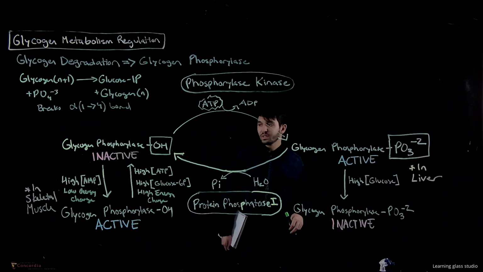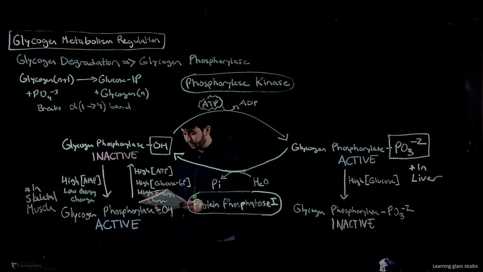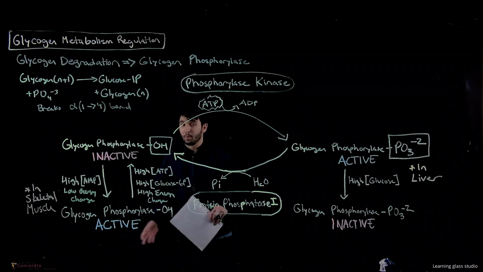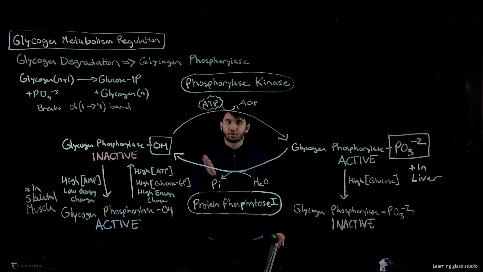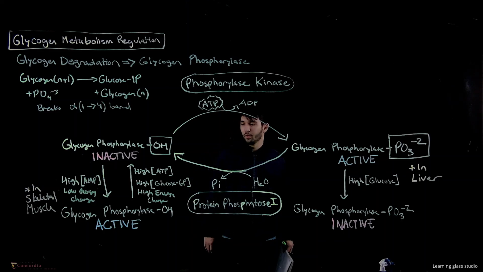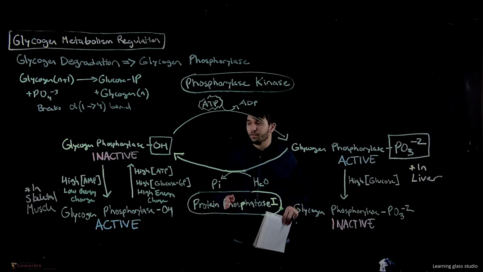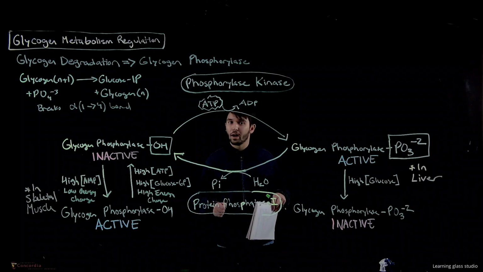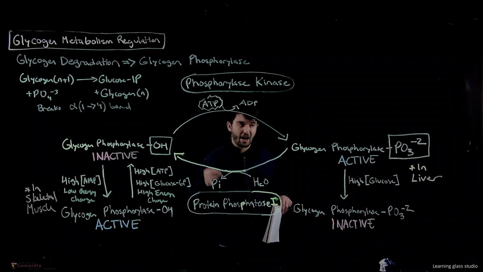Okay, so that is happening in the skeletal muscle. Remember the skeletal muscle cells? They're just storing glucose as glycogen for themselves. So this is just for their own energy usage. Thus, they want to respond rapidly to levels of ATP and levels of glucose, so they can know when the muscle needs more energy in order to continue contracting.